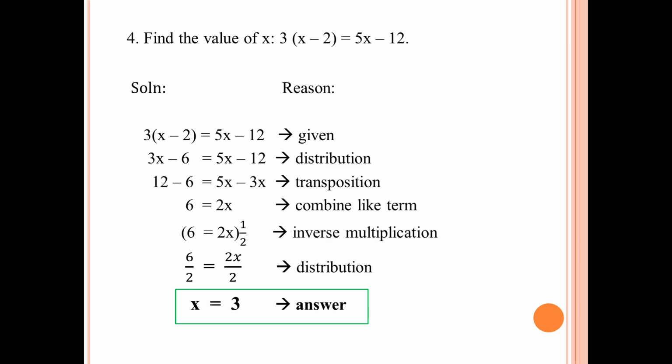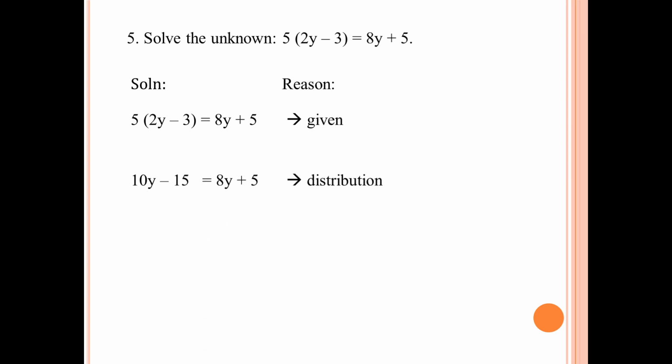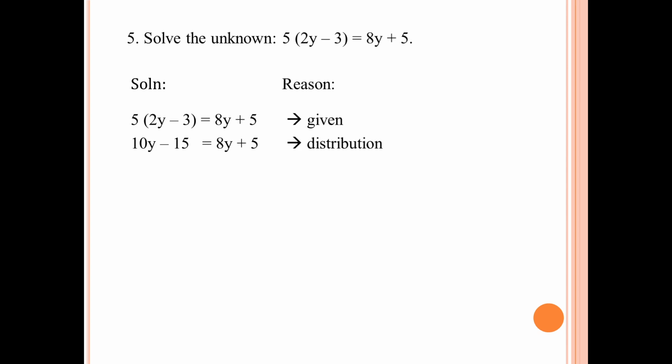Okay, let us have another example about this, finding the value of a unknown. So we have here 5 times 2y minus 3 equals 8y plus 5. Do the same process, bring down the given. Then multiply 5 to the term inside the parentheses. We have 10y minus 15 equals, bring down 8y plus 5 by distribution. Then we're going to transpose 8y to other side. It becomes negative 8y. Negative 15 to other side becomes positive 15. So we have now 10y minus 8y equals 5 plus 15. So 10y minus 8y is 2y. 5 plus 15 is 20.